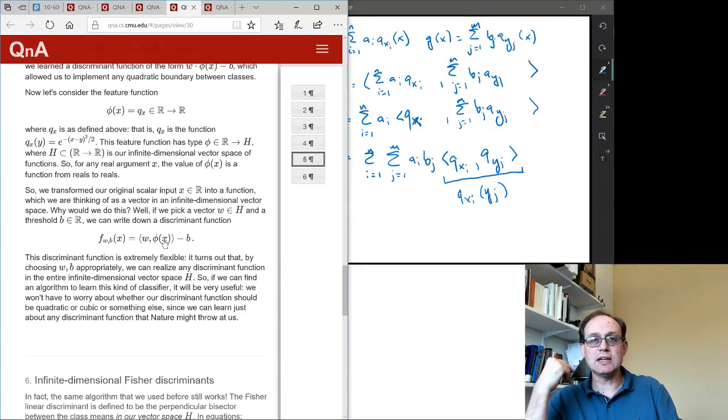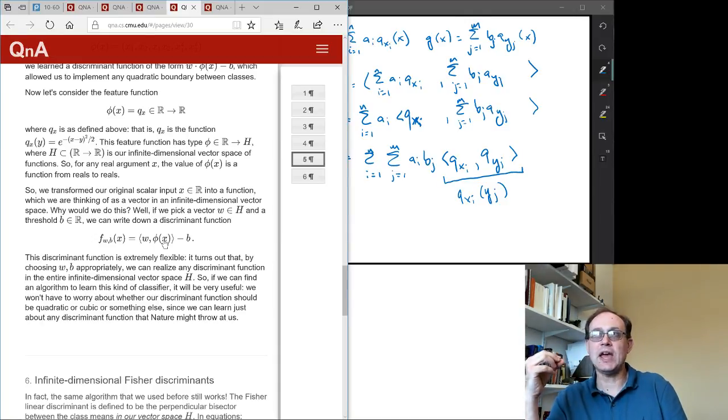By choosing w and b appropriately, we're going to be able to approximate any continuous discriminant function on the reals. So if we can learn in this space, that's really cool, because it means that we have to make essentially no assumptions about what the discriminant function looks like. All we have to do is assume that it's essentially a continuous function, and we'll have a learning algorithm that allows us to learn it.